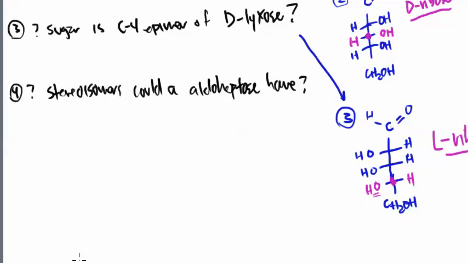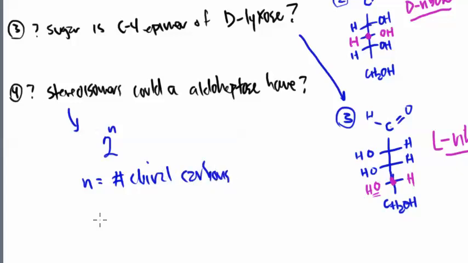Number 4, the last example. How many stereoisomers could an aldoheptose have? Okay, so here's the thing. To calculate the number of stereoisomers, it's really 2 to the nth power. And 2 to the nth power, what does the n stand for? N stands for the number of chiral carbons.